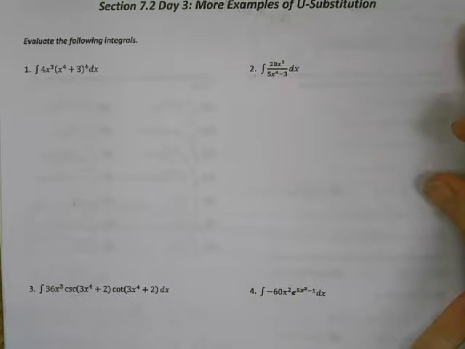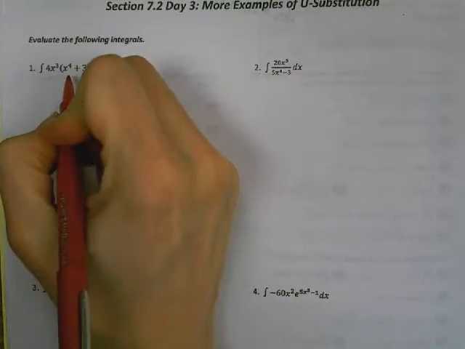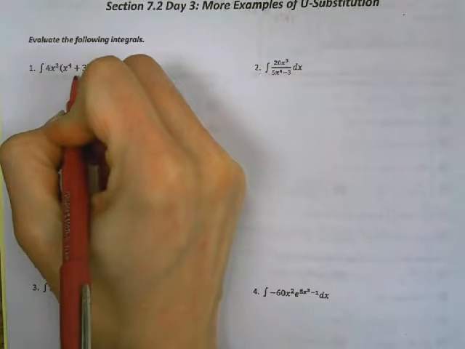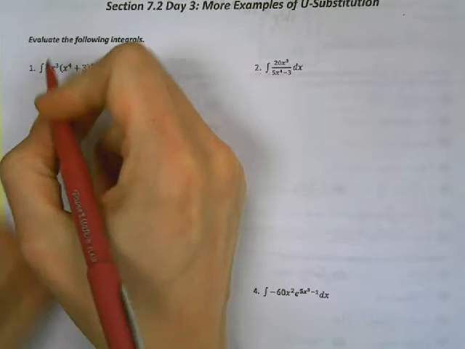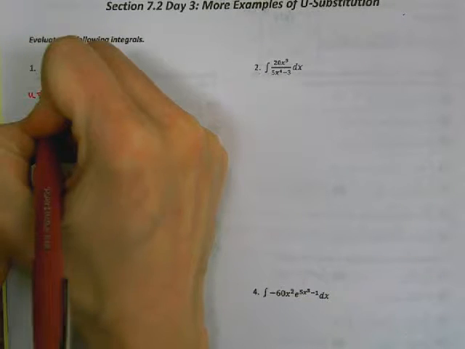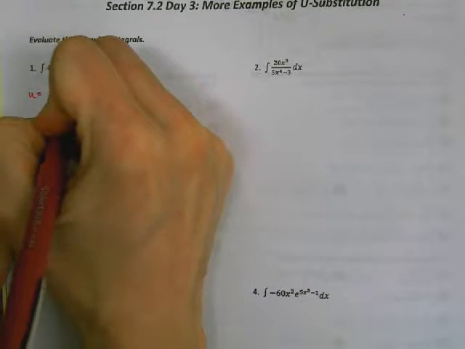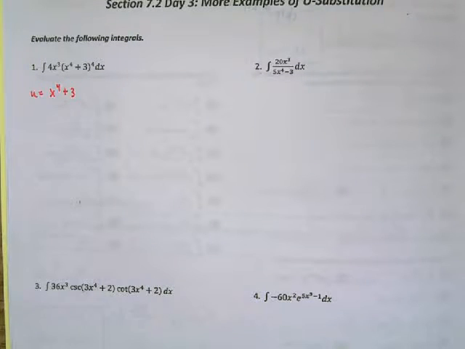So here we go. To start off, remember we're always looking for what would trigger chain rule. So obviously in here, I don't just have x to the fourth, I have this x to the fourth plus 3, and that would trigger chain rule. So I'm going to pick my x to the fourth plus 3 to be my u. That's step 1.